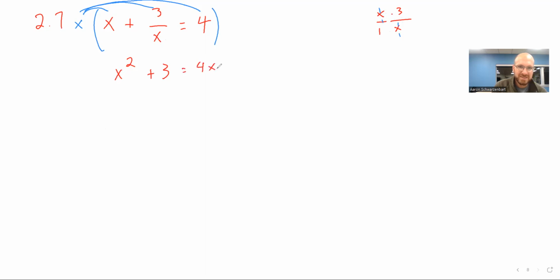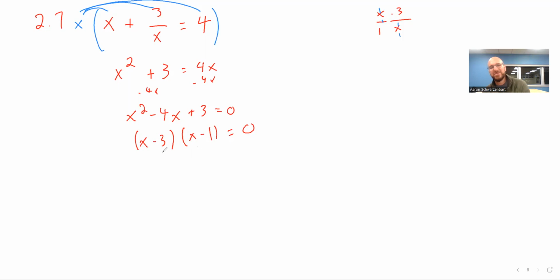This equals 4x. I'll subtract 4x, and I get x squared minus 4x plus 3 equals 0. That's a quadratic. You may either use the quadratic formula or you may use my favorite method when I can use it, which is factoring. Multiplies to 3, adds to -4: -1 and -3. So x equals 3 or x equals 1.